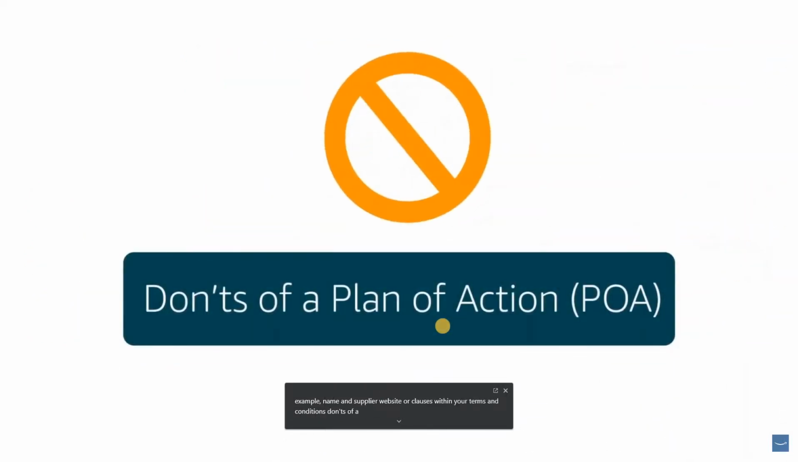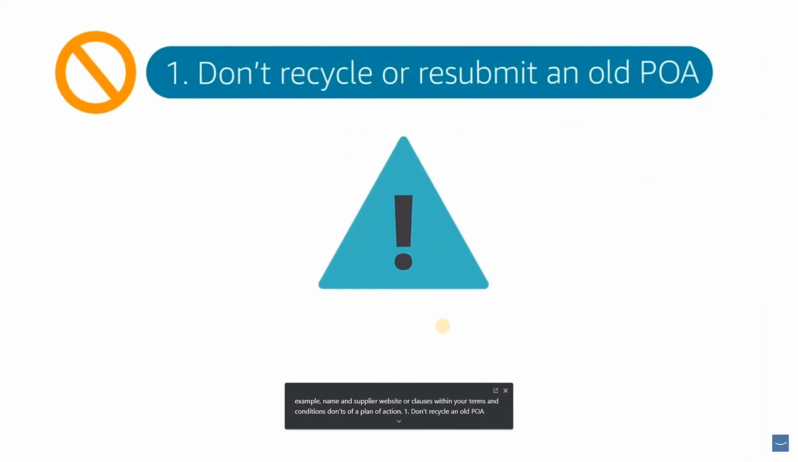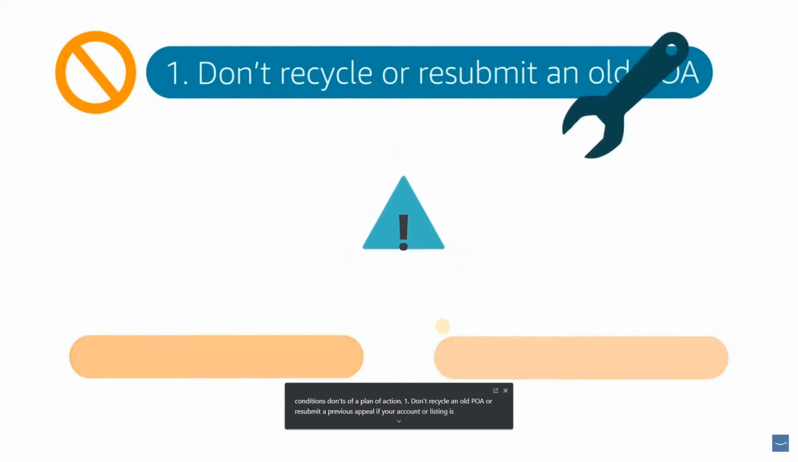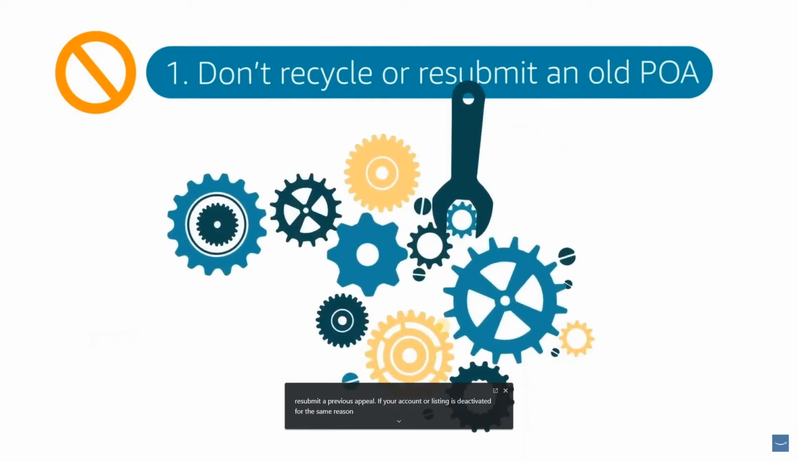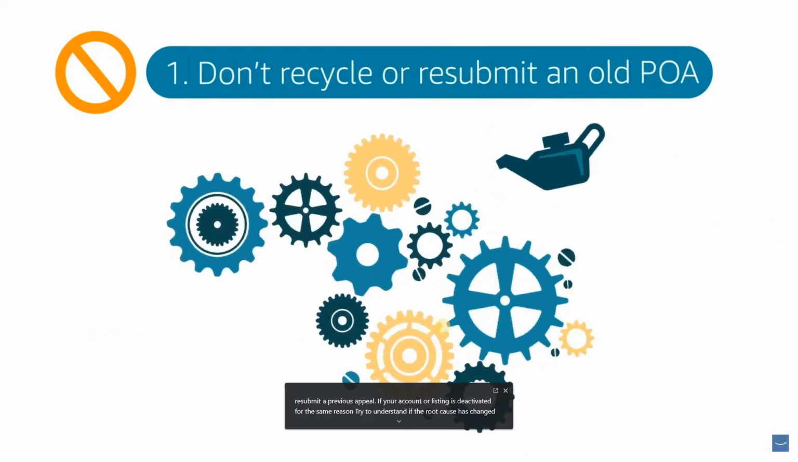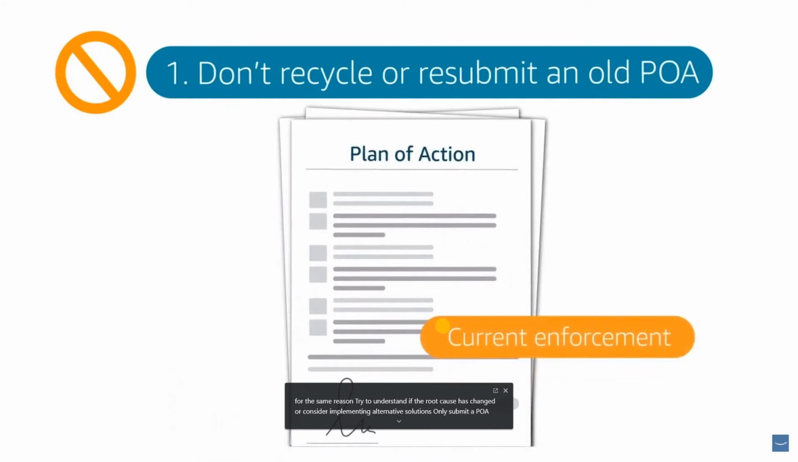Don'ts of a plan of action. 1. Don't recycle an old POA or resubmit a previous appeal if your account or listing is deactivated for the same reason. Try to understand if the root cause has changed or consider implementing alternative solutions. Only submit a POA that addresses the issues for the current enforcement.